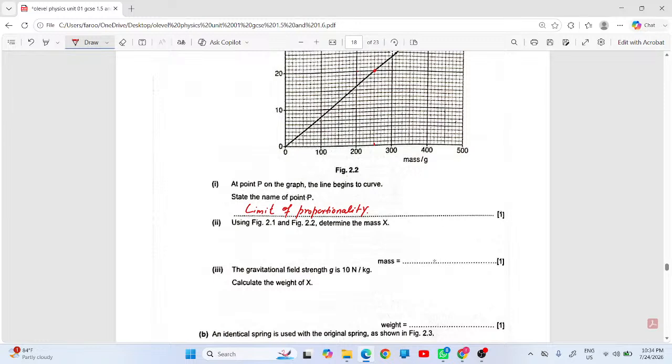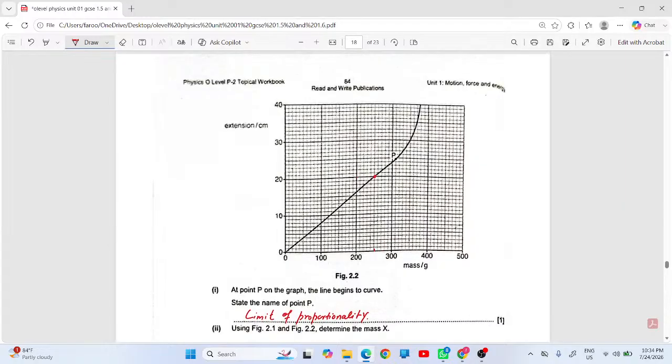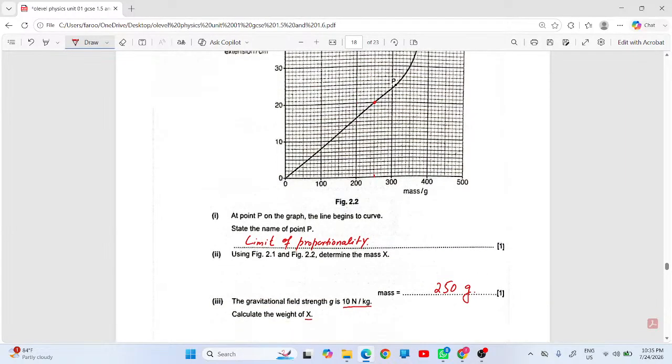250. The gravitational field. Then W is equal to mg, 10 multiplied by 250. नहीं, क्योंकि किलोग्राम्स में है तो ग्राम्स को पहले कन्वर्ट करेंगे किलोग्राम्स में. तो ये बनेगा मल्टीप्लाई कर 2.5. तो इसका है 2.5 न्यूटन्स.